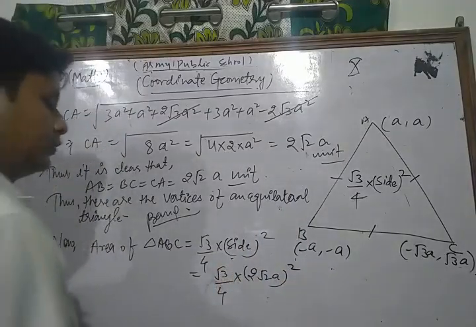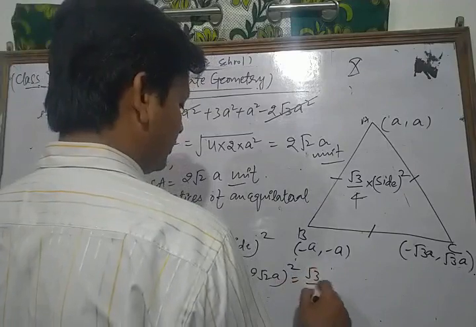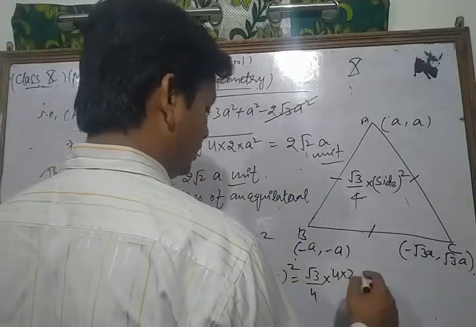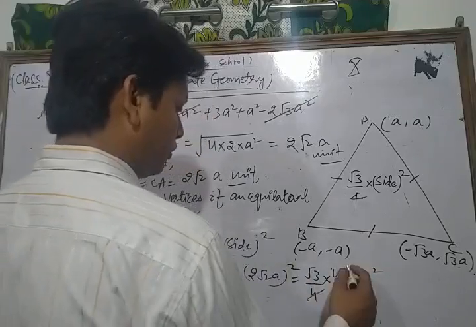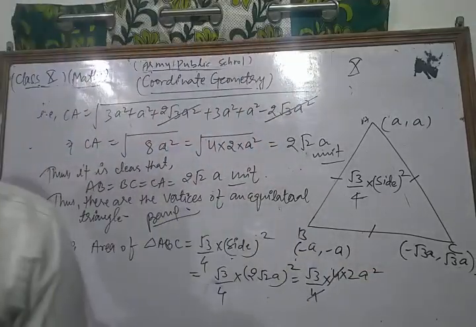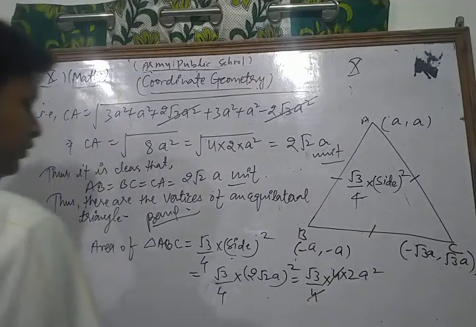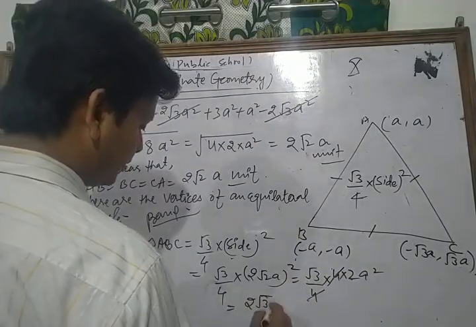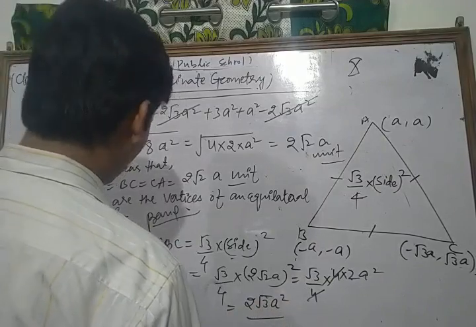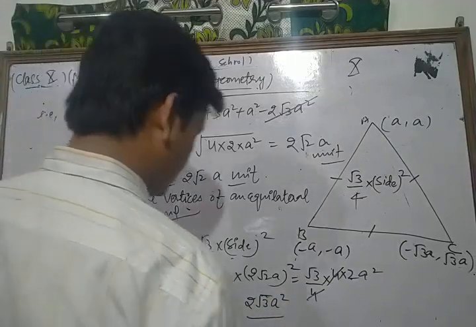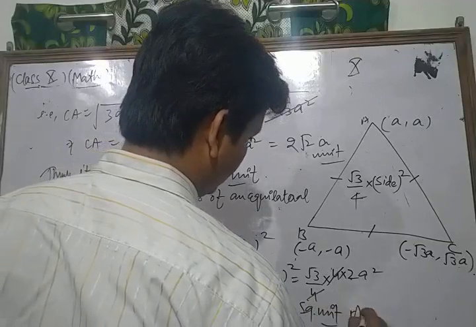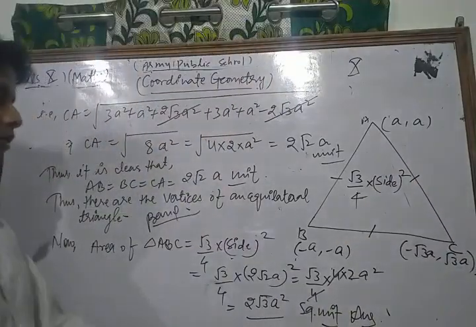Now we simplify them. So we get root 3 by 4 into 8, this is a square. Now 4 and 4 cancel each other, so we get 2√3 a square unit. This is the final answer of the given question.